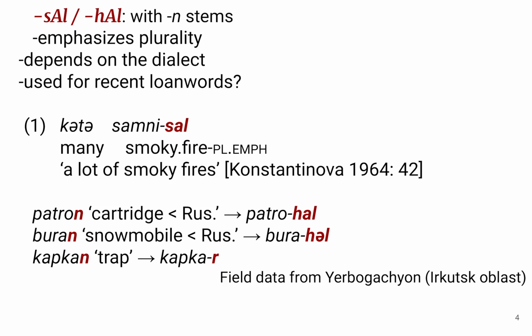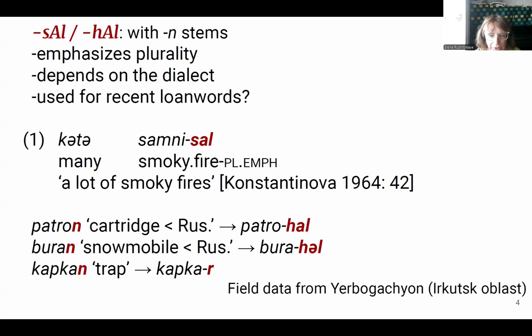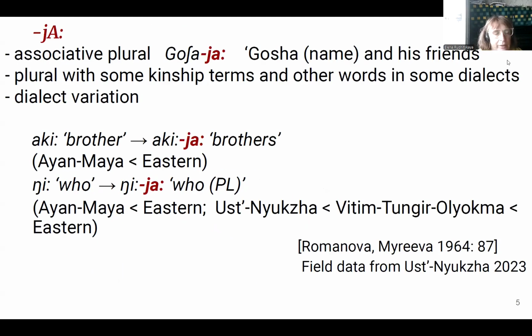In the Polygus dialect, it denotes emphasized plurality, as in example 1, whereas in other dialects, such as Yerbogachon, Irkutsk Oblast, it is the northern dialect. It can be added to recent loanwords. The associative plural marker ya can also be used as the just plural marker.